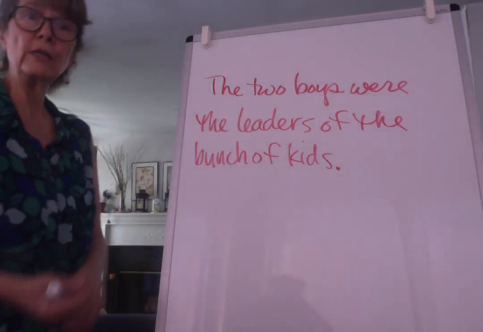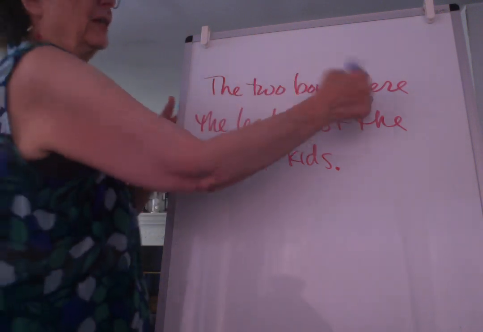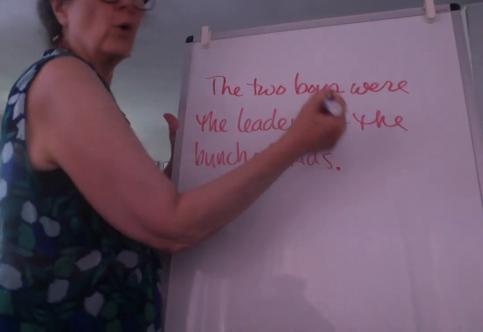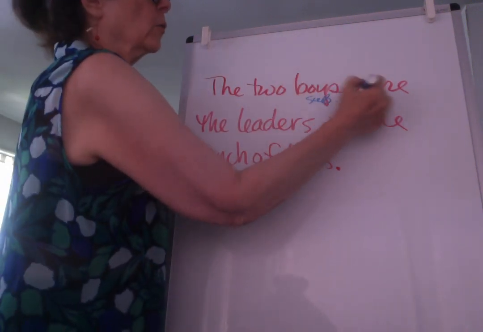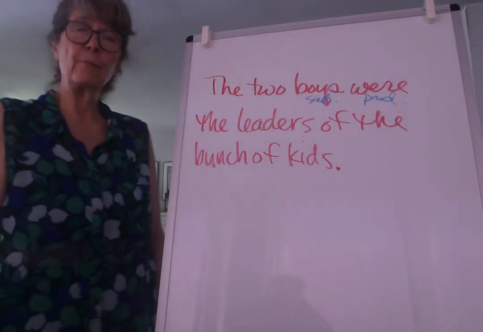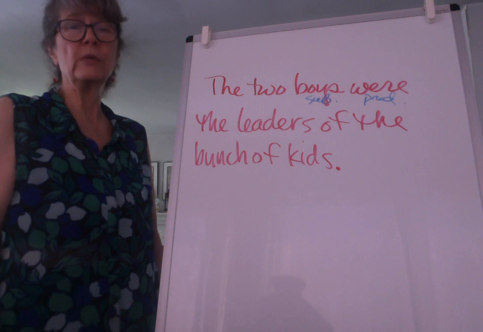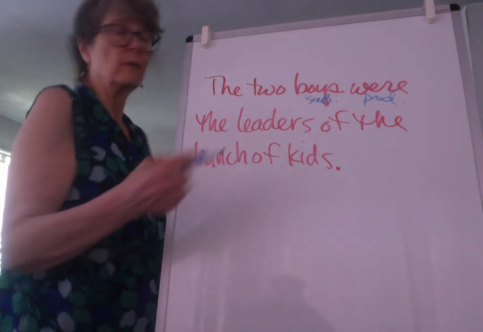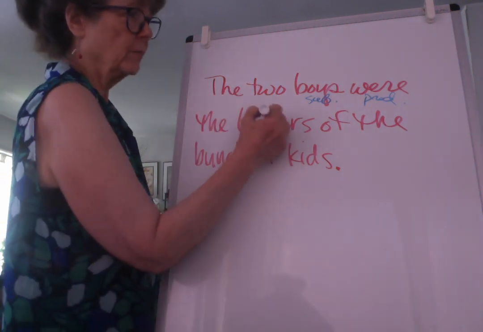So who or what is doing something? Again, this is a state of being verb. So who were the boys? Were. So that's the subject and the predicate. Now if we look for a direct object, we say the boys were what? The leaders, right?